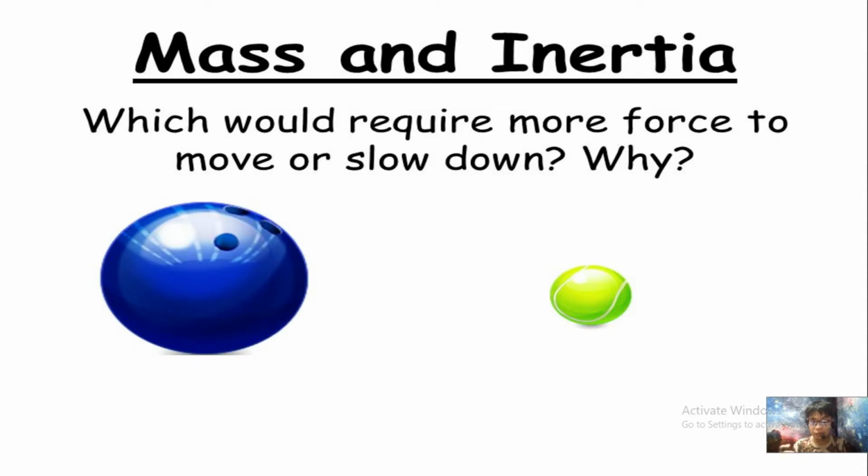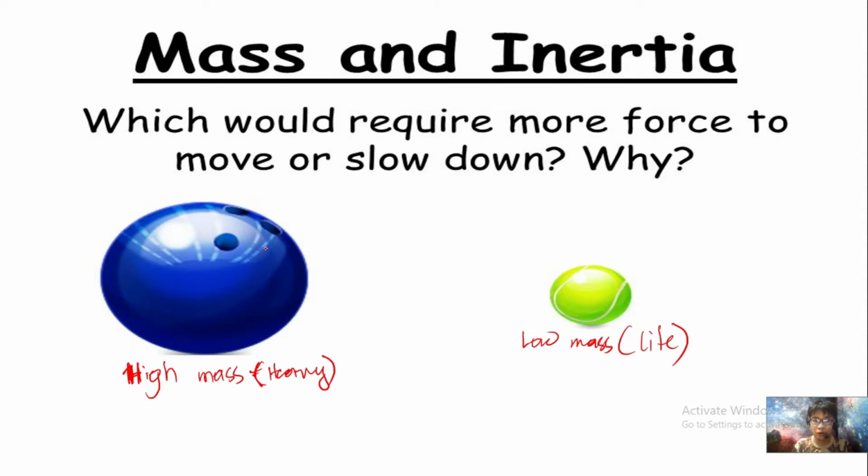You are correct. So basically, let's try to analyze their description. The bowling ball here, class, as we all know, has high mass. When we say high mass, it means it is heavy. And the tennis ball here, class, has low mass, meaning it is light. So between the two objects, we will require more force to move a bowling ball at rest.